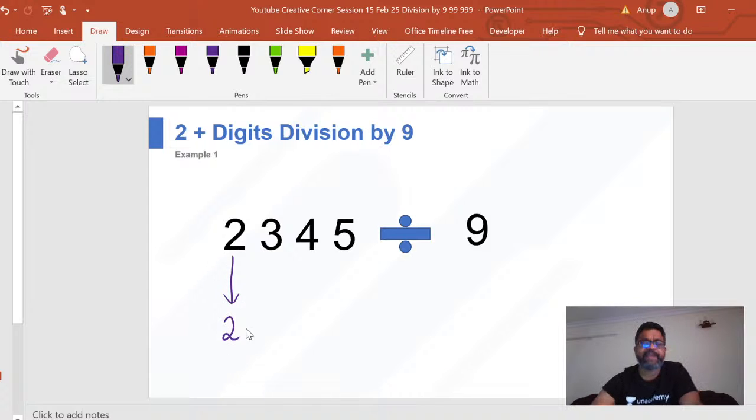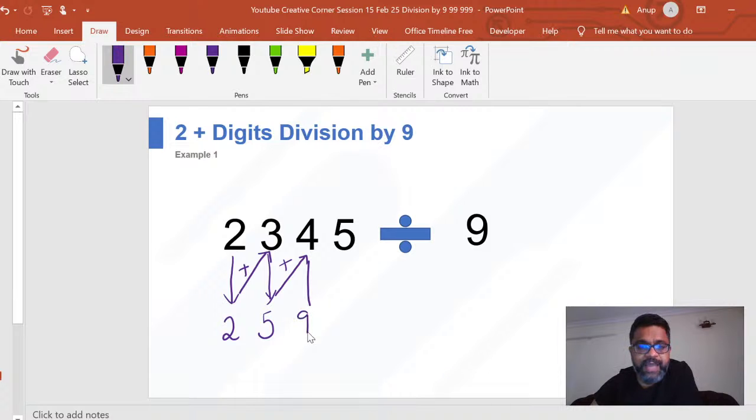Okay, you bring him directly down. Okay, then you take 2 and add it to 3, right? The next digit. When you take 2 and add it to 3, what do you get? You get 5. Now you take 5 and add it to 4. When you get 5 plus 4, what do you get? 9. And then you take 9 and add it to 5. What do you get? 14.